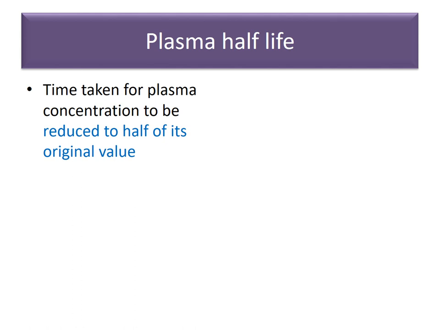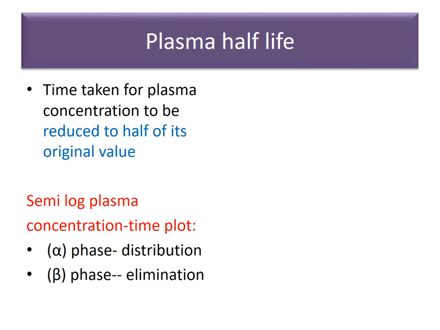The first one is plasma half-life. It is the time taken for a plasma concentration to be reduced to half of its original value. So if you administer 100 milligram of a drug and it reaches the plasma concentration, the T half, or plasma half-life, is the time required for this 100 milligram to become 50 milligram. This is the time required for reducing the initial concentration to half, known as the plasma half-life.